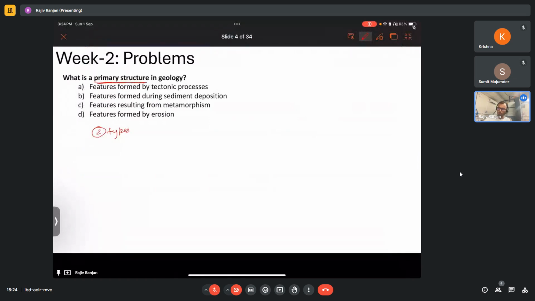If you talk about primary structures, you can see here: features formed during sediment deposition. Features resulting from metamorphism? No, metamorphism is not required for primary structures. Remember, primary structures are formed only during deposition. Formed by erosion? No, not erosion, because that is a mechanical process. Tectonic processes are not applied to primary structures. So that is why option B is correct.